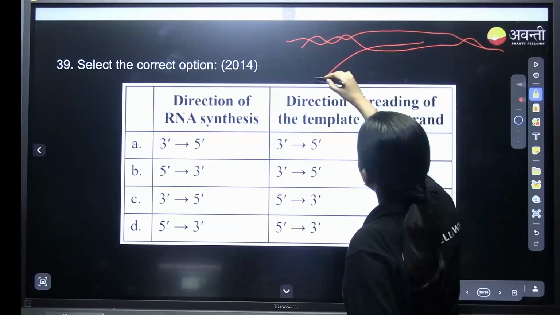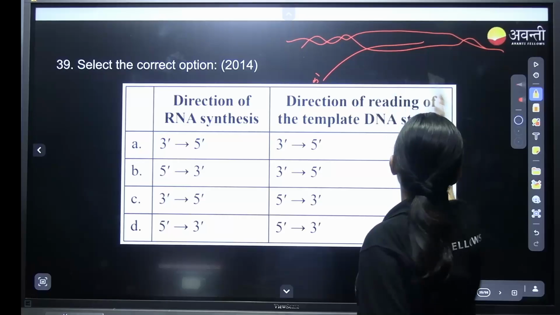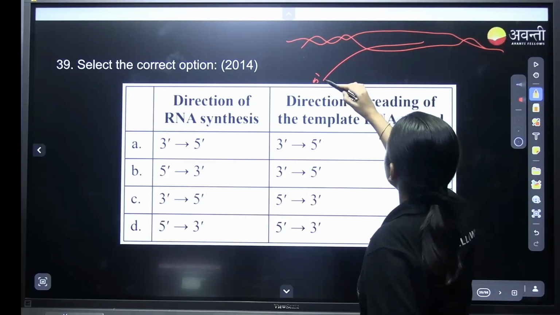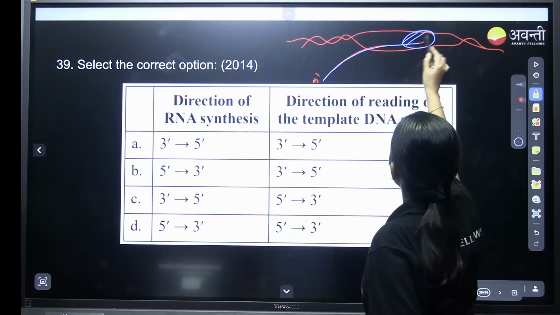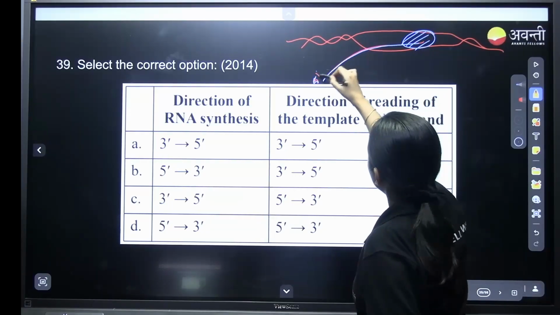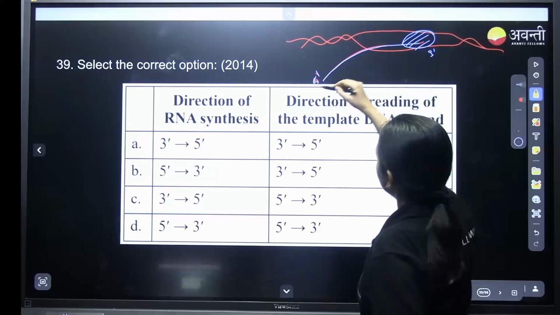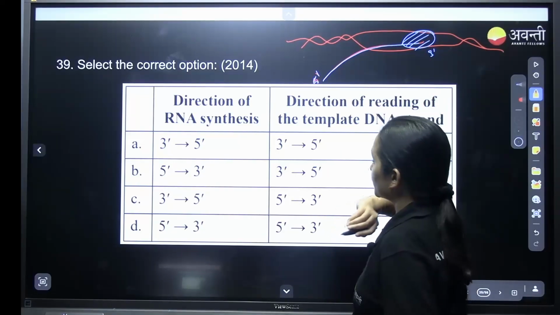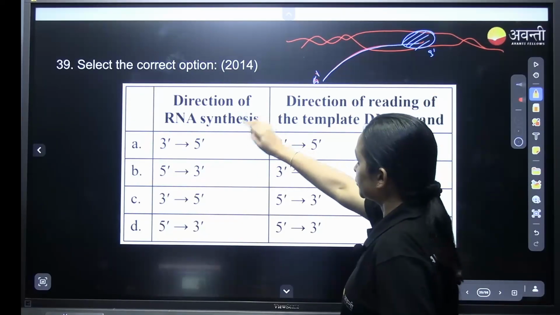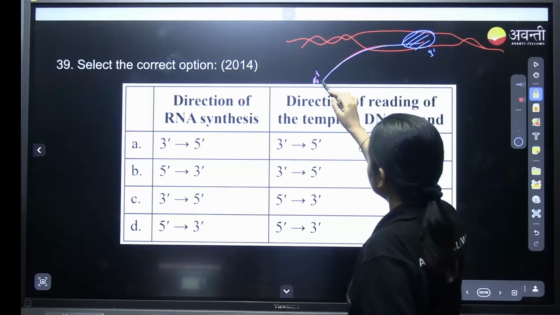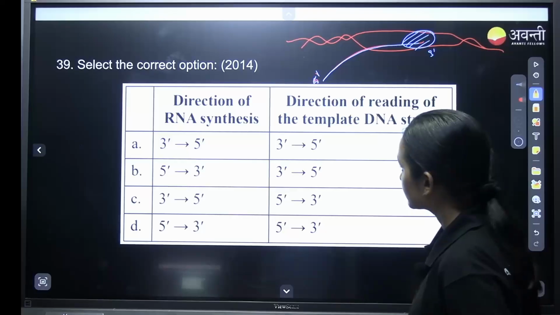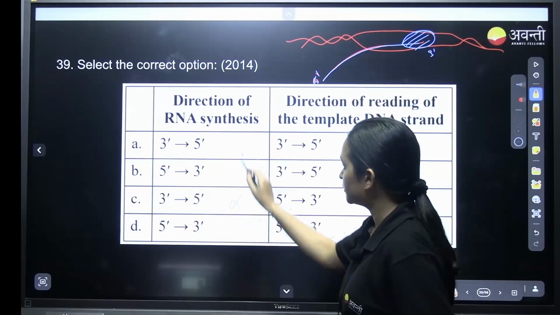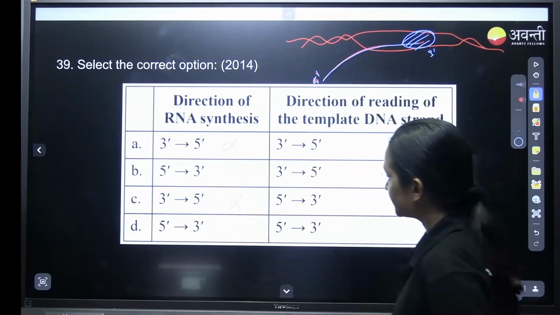If you see in the textbook, this is the RNA polymerase here, so it is always 5 prime to 3 prime. The mRNA is always 5 prime to 3 prime in direction. So the direction of RNA synthesis is from 5 prime to 3 prime. So remove this, it is 5 prime to 3 prime.